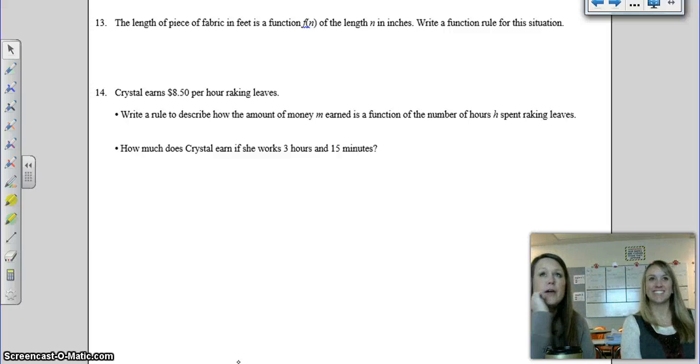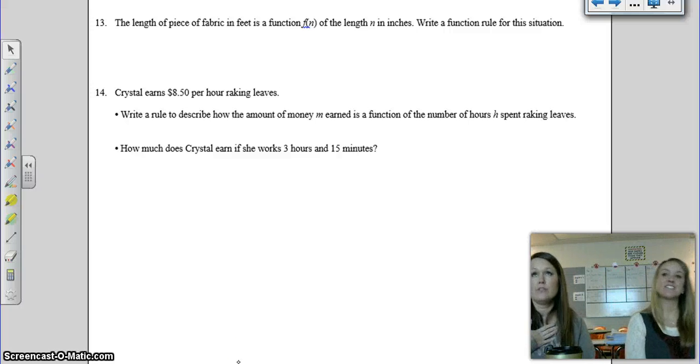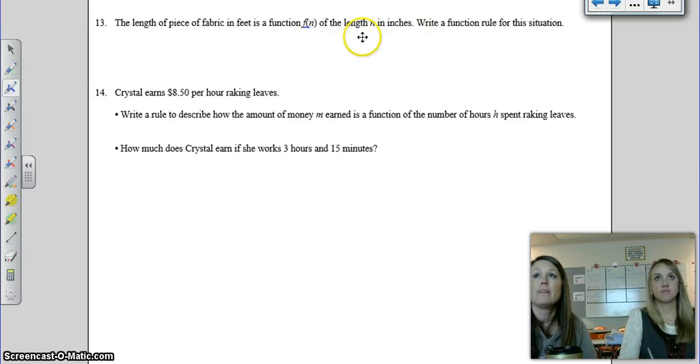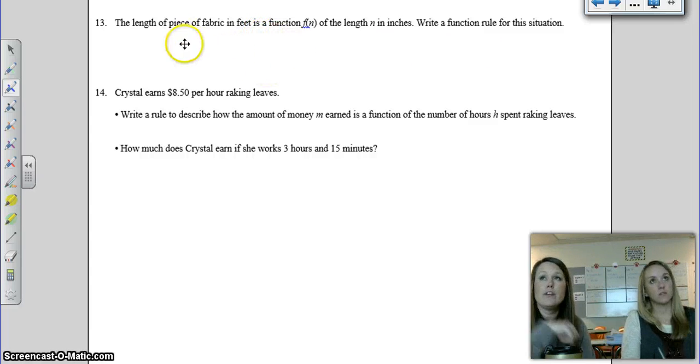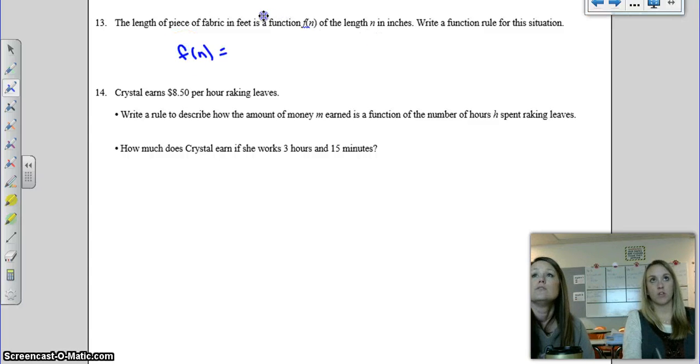All right, part 2. Okay, number 13. The length of a piece of fabric in feet is a function, f of n, of the length n in inches. Write a function rule for this situation. So I know I have f of n equals something with n. You're saying feet needs to equal how many inches there are. So let's write that underneath there. So feet equals inches.